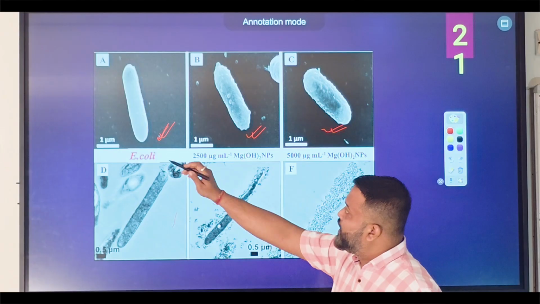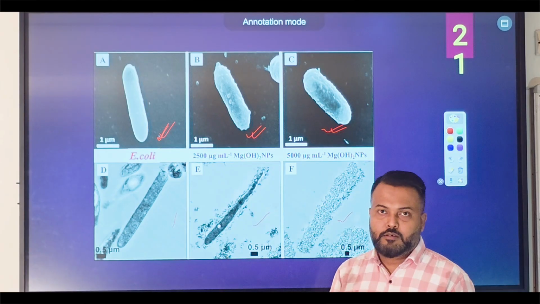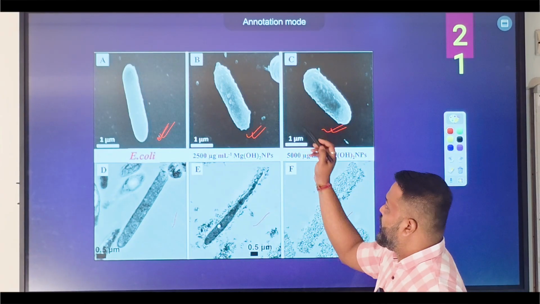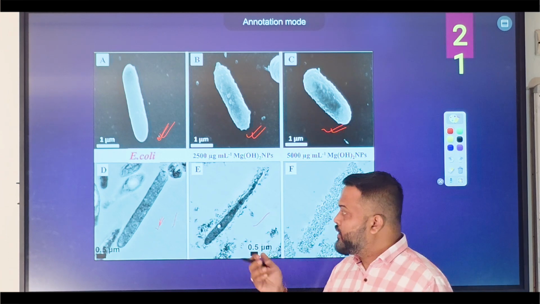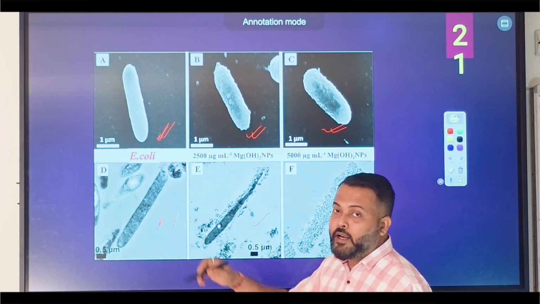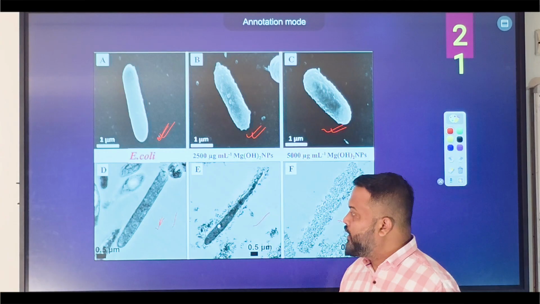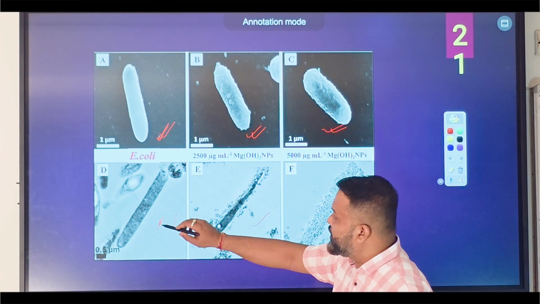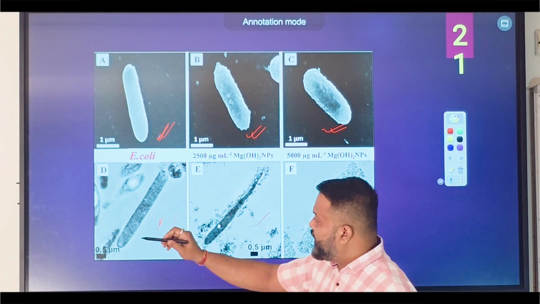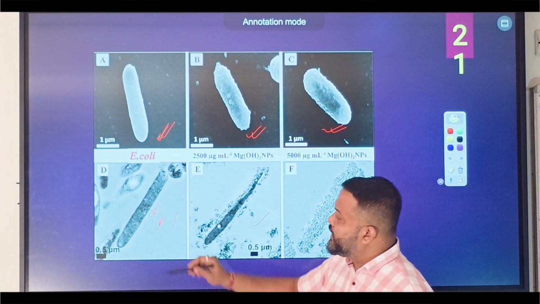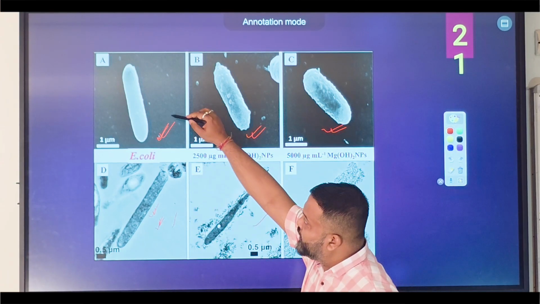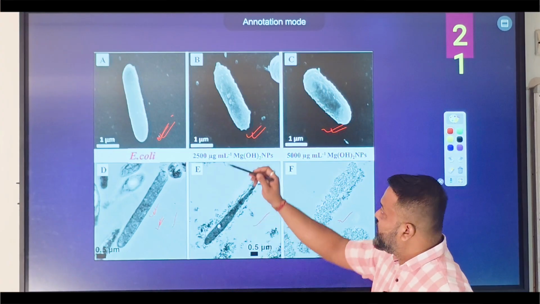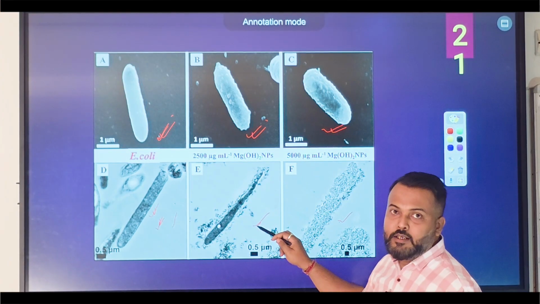So in that case they are providing only the surface structure of the bacteria, whereas in case of this one they are providing an internal view. Okay, internal structures can also be visualized. If you zoom it further, then you will also be able to visualize the internal structures. So this image is a TEM image, whereas this one is a SEM image. Okay, this one is a TEM image and this one is again a SEM image.